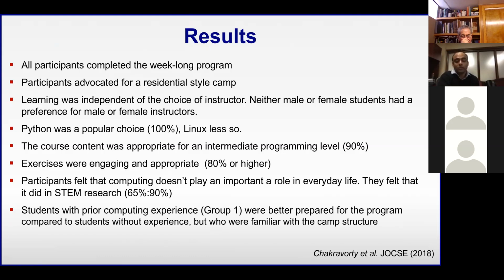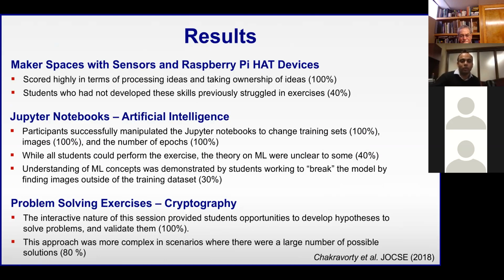What was a big surprise to us was that students with prior computing experience, that is group 1, the self-identified intermediate learners, were better prepared for the program compared to students without any experience, but who were familiar with the camp structure. And this was really interesting for us because it essentially showed that perhaps people with a broader base of knowledge are more likely to learn newer topics as compared to those who are being directed to the new topics itself. This was a surprising learning for us.